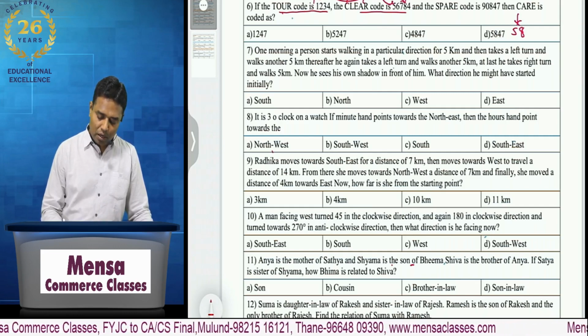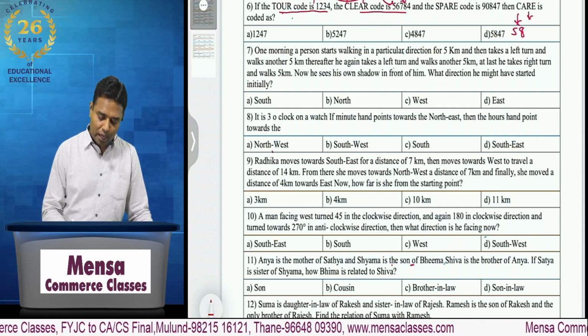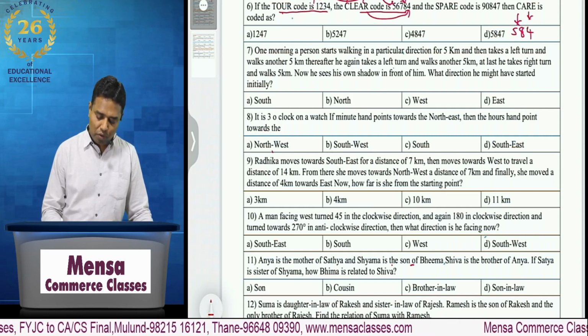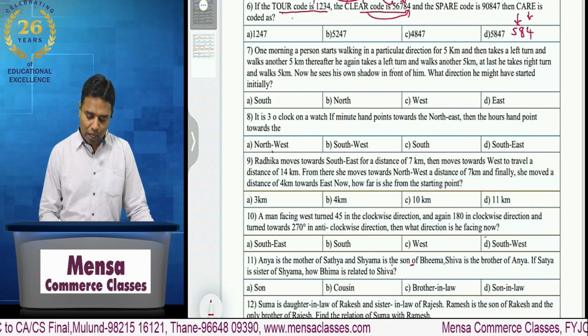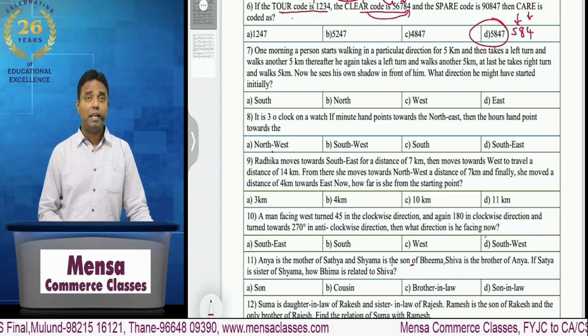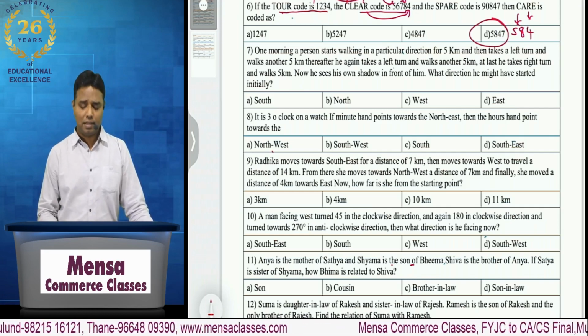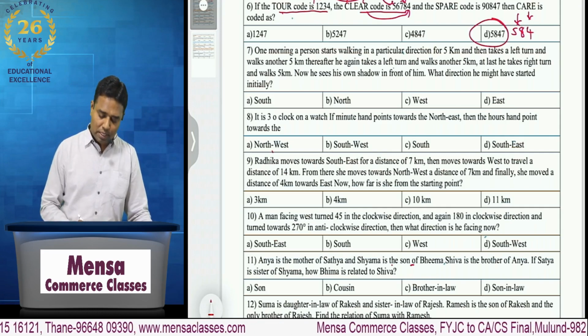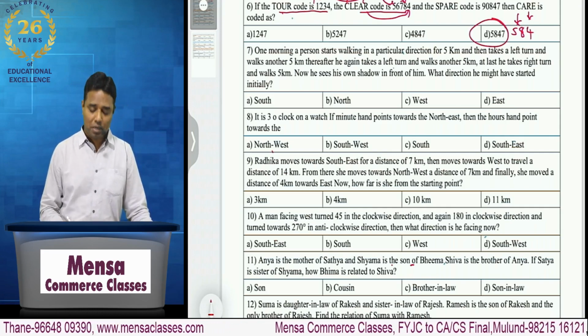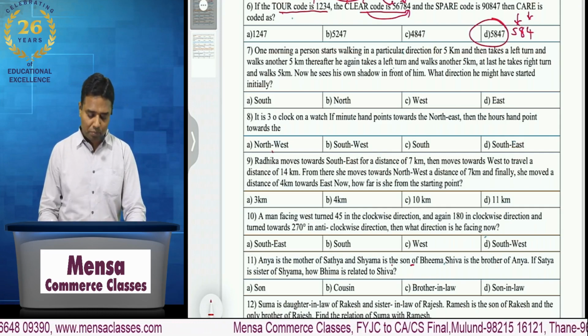Then R, where do I get R? Again from clear, that is 4. 5, 8, 4. This is the last option here, right? D part. We can directly write the answer there. So 5, 8, 4, 7 will come. That is option number D. Let's move on to the next one.